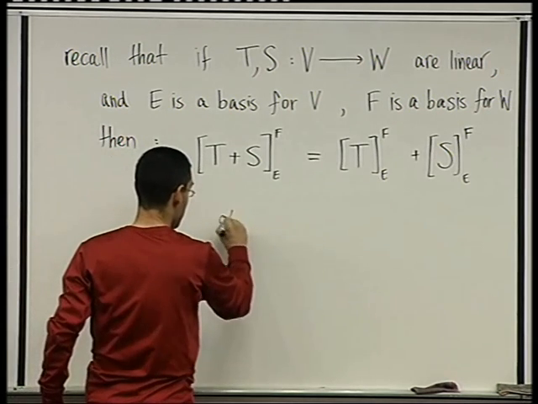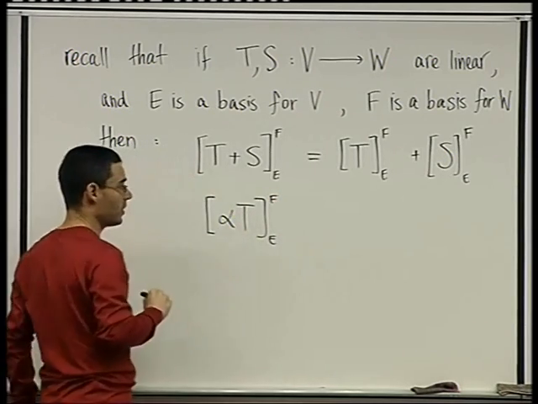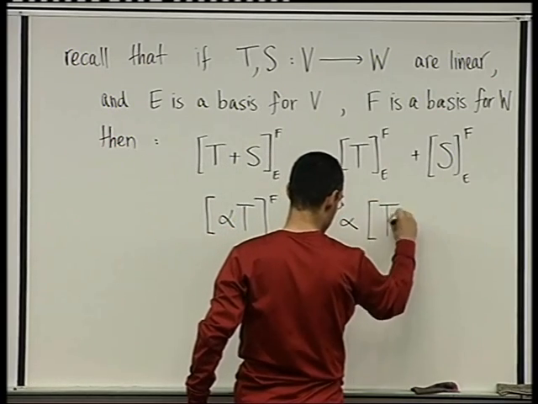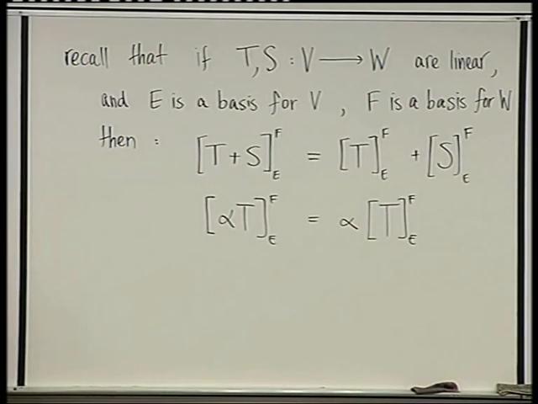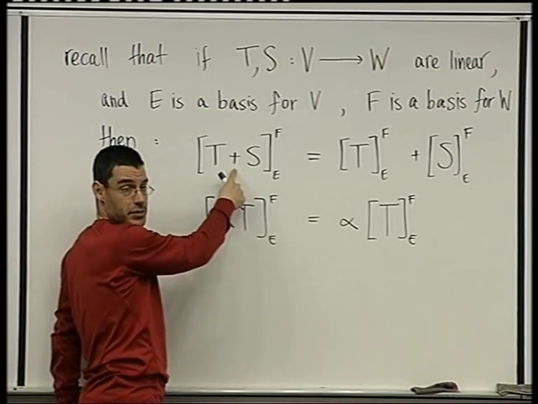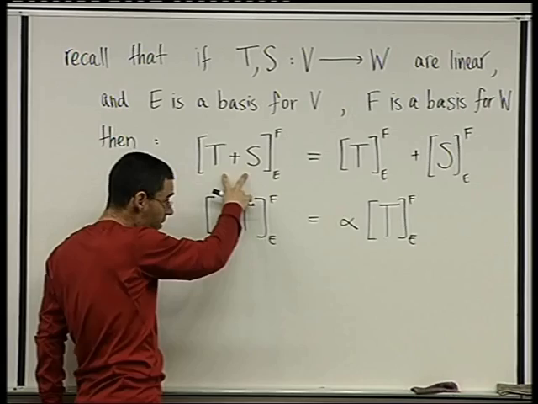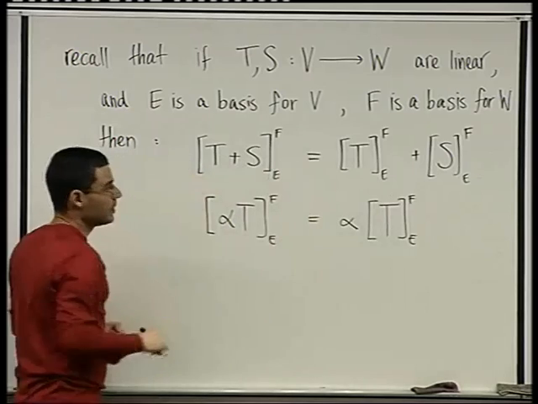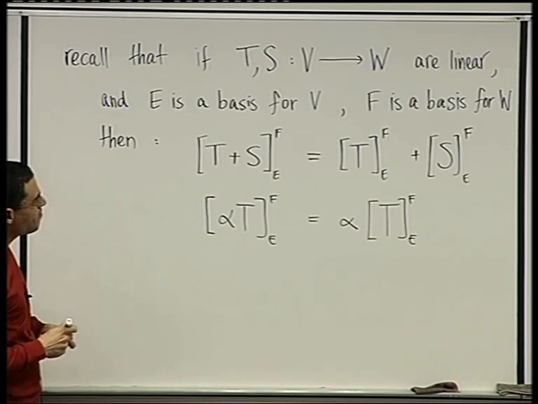And likewise, if we take alpha T and take its matrix, the matrix that represents it, that equals alpha times the matrix that represents T. Okay? Remember this stuff? Okay? So the relation between adding, this plus is a plus of linear transformations. That's the plus in Hom(V,W), right? This plus and this plus, which is a plus of matrices, okay, satisfy this property. Okay? And what does this property mean?